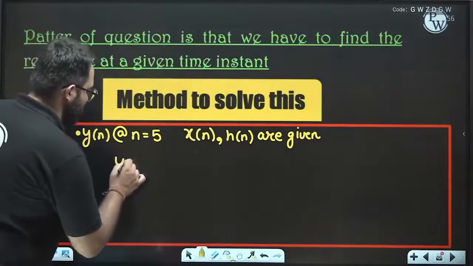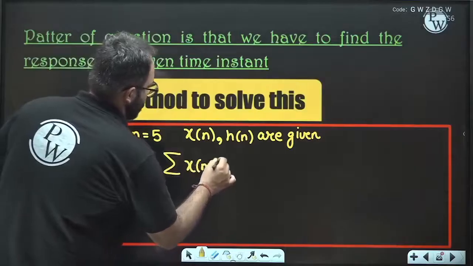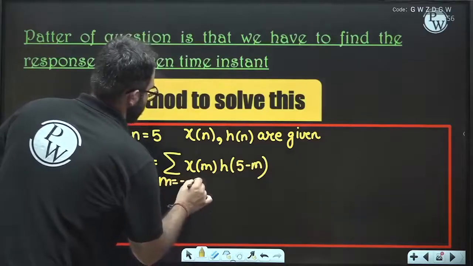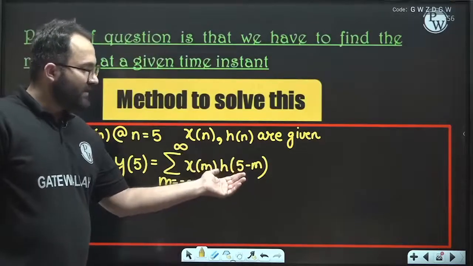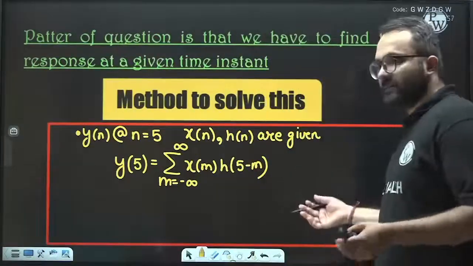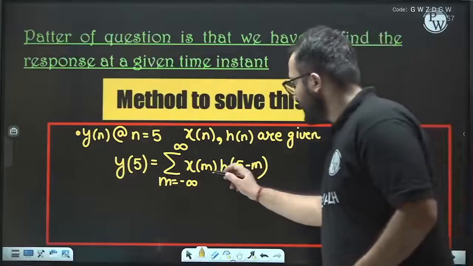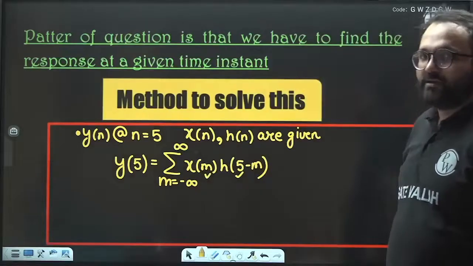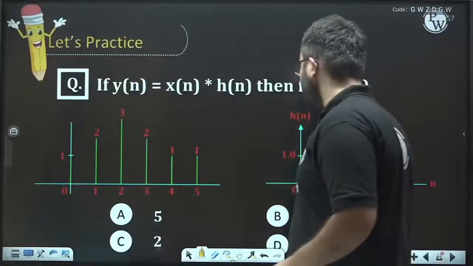So using the formula, y[5] is equal to the summation over m from minus infinity to infinity of x[m] h[5 minus m]. This is the whole method. We have x[m], we get h[5 minus m] by shifting and inversion, then we multiply the two and add all the samples of the product to get y[5].